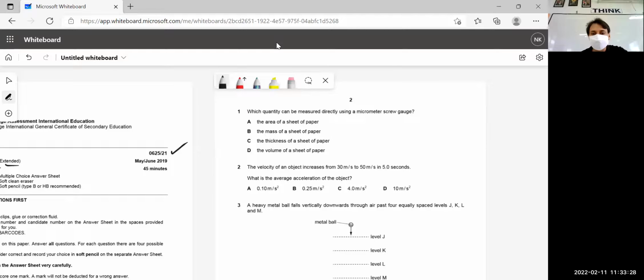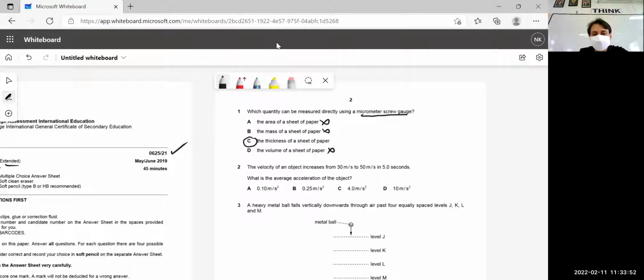Which quantity can be measured directly using a micrometer screw gauge? A micrometer screw gauge is used only to measure the diameter of a small object or even the thickness of a sheet of paper. It can't be used for the area, mass, or volume of the sheet of paper. So we have option C.